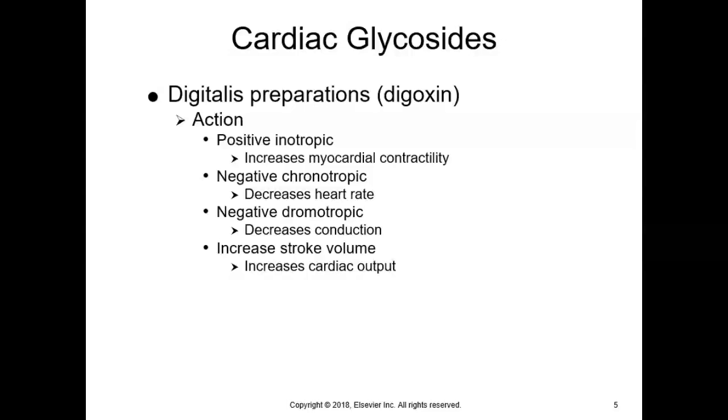And also a negative dromotropic action decreases conduction of heart cells. So it decreases the conduction of that impulse, which leads to the decreased heart rate. All of these things, a stronger squeeze, a slower heart rate, they help to increase stroke volume and increase cardiac output. They help the heart to pump blood out and do a better job at that. The better squeeze obviously speaks for itself. It does a better job at squeezing the blood out.